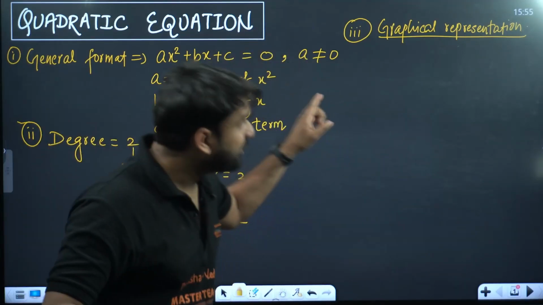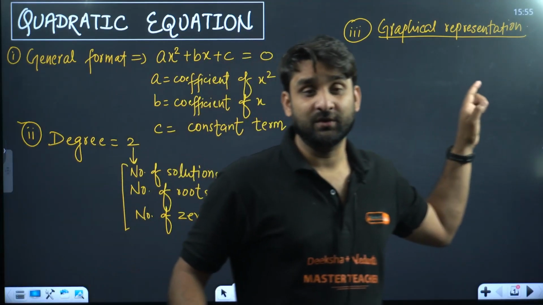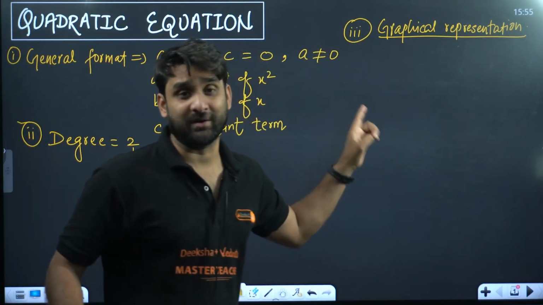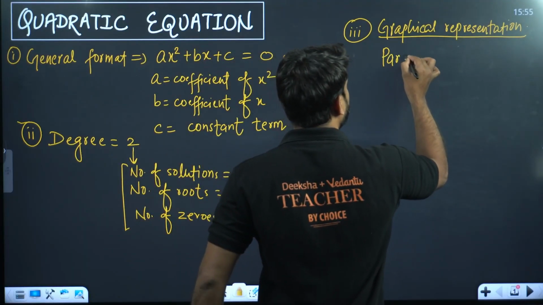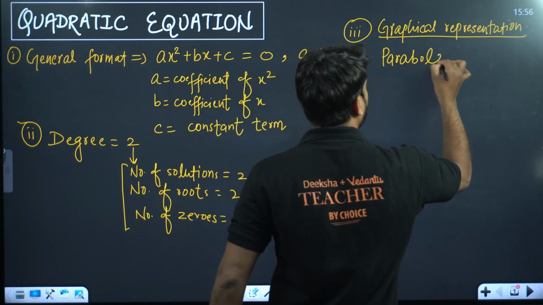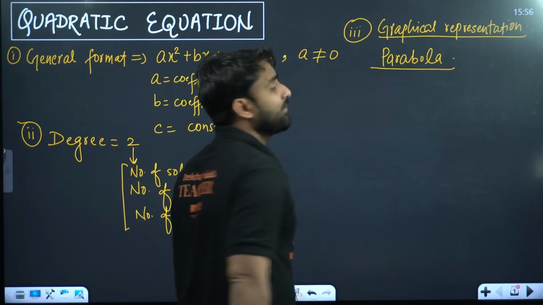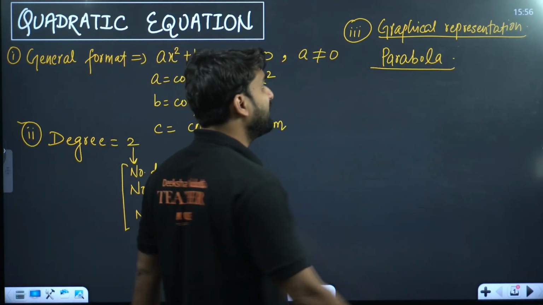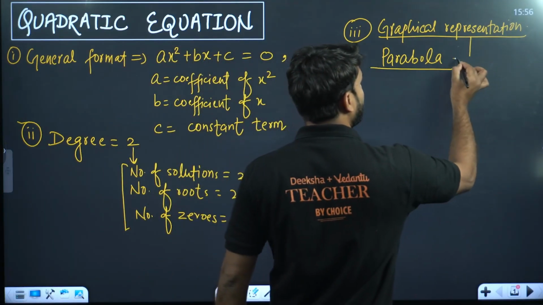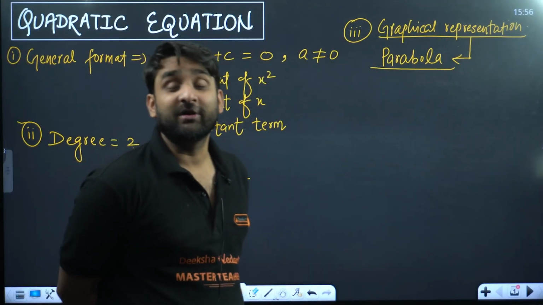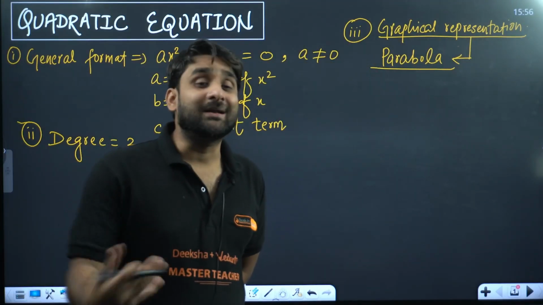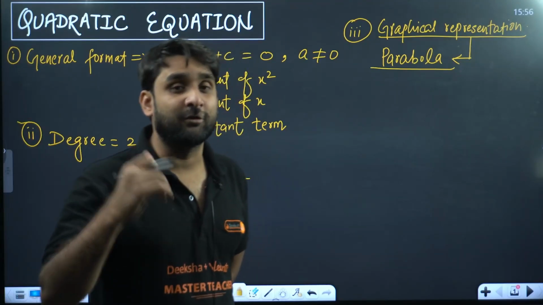But when we talk about a quadratic equation, if you plot the graph of a quadratic equation, it will always be a parabola. Yes, my dear champion, the graphical representation of a quadratic equation is basically a parabola. Now, the question may arise in your mind, sir, what kind of parabola? The parabola has 4 possible properties.